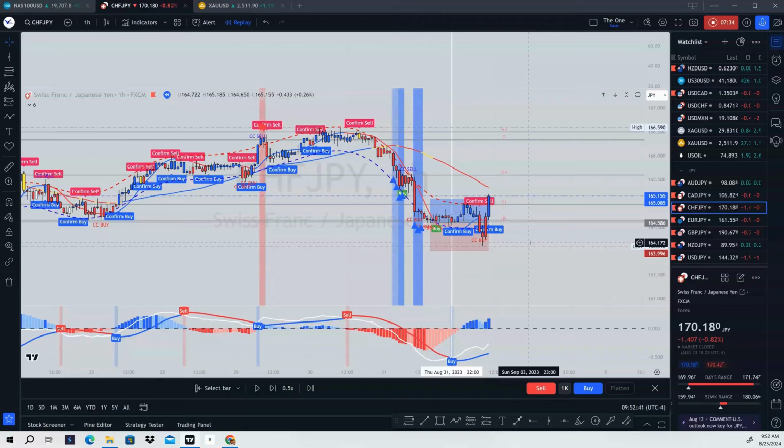You can go back and back test this yourself, but I just wanted to show you guys that this strategy works in any condition, and it really works well with, again, NASDAQ, US 30, and gold. But again, it works for all instruments, as I'm showing you here, as it's working for Forex also.